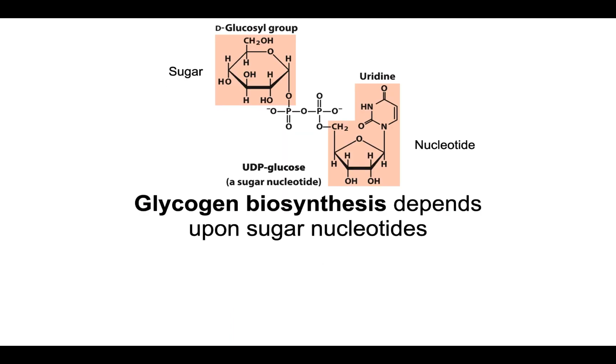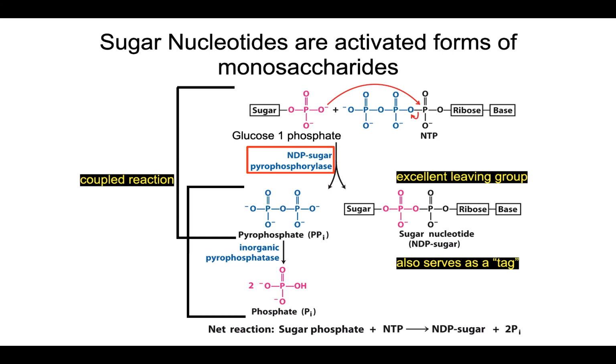Glycogen biosynthesis requires something called a sugar nucleotide. A sugar nucleotide is our glucose that has been activated by an NDP, a nucleotide diphosphate, in this case uridine diphosphate. If we are going to build glycogen out of glucose molecules, we need to start with glucose 1-phosphate. So how do we get to this? We take glucose 6-phosphate out of glycolysis and use that mutase to turn it into glucose 1-phosphate.